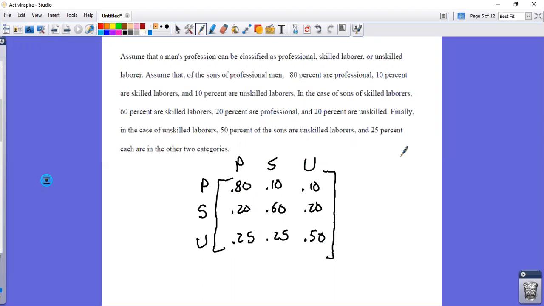So there's your transition matrix. Each one adds up to 100.